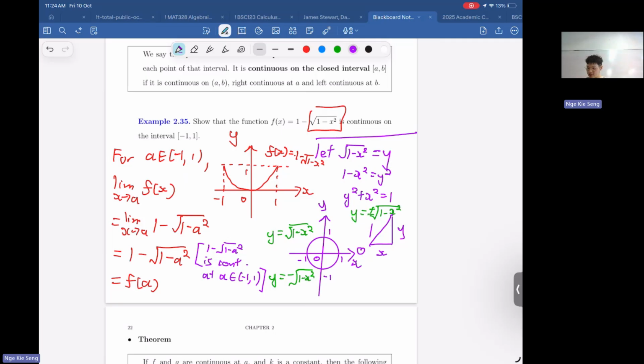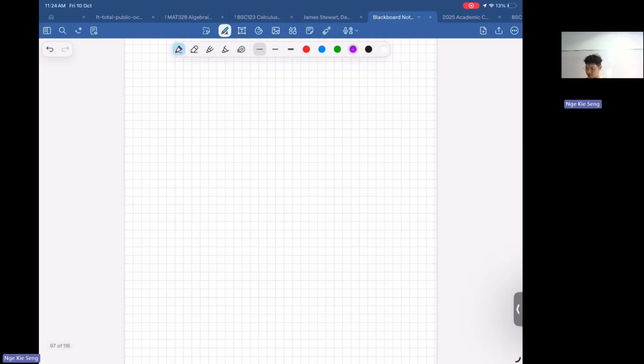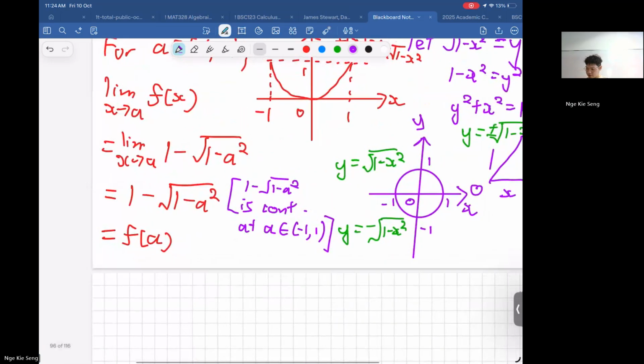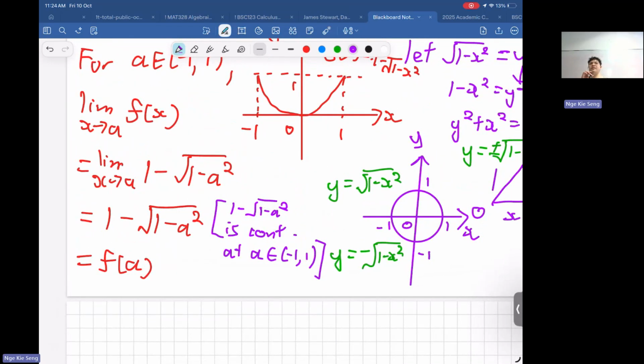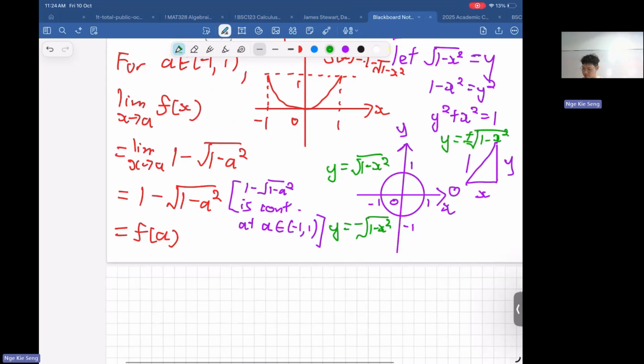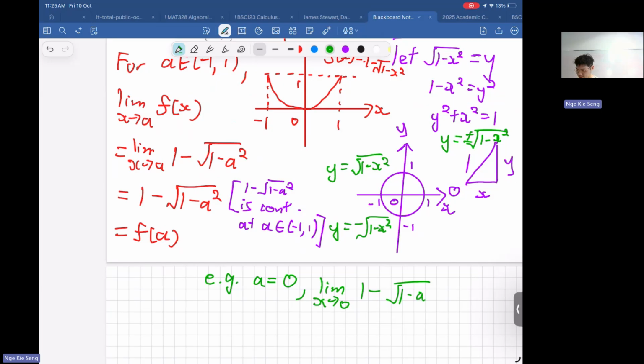So you need to use the limit law to check. Should I check for you, or do you understand what I say? Wait, let me think first. How about I show you one example, and then if you are okay, then we are okay. So let me pick a to be, let's say, 0. And then what is the limit as x goes to 0 of 1 minus square root of 1 minus x squared?